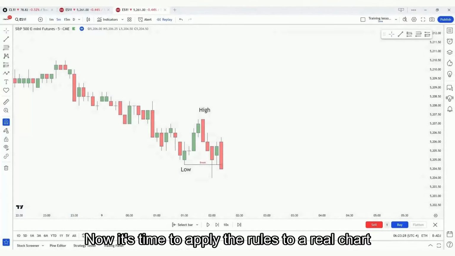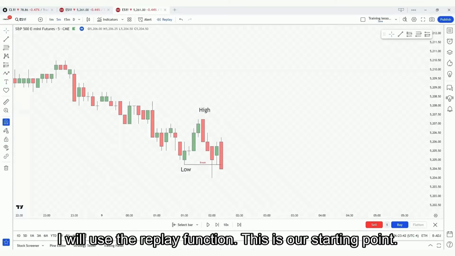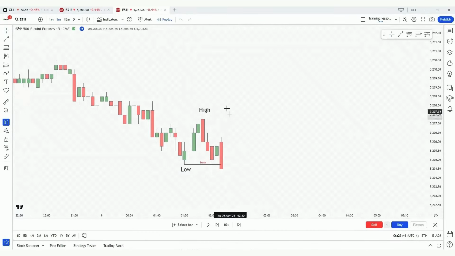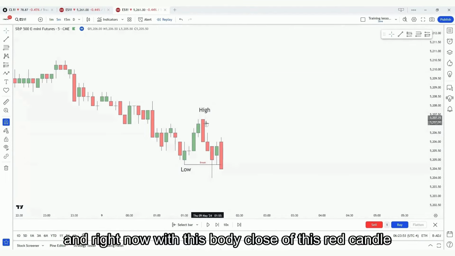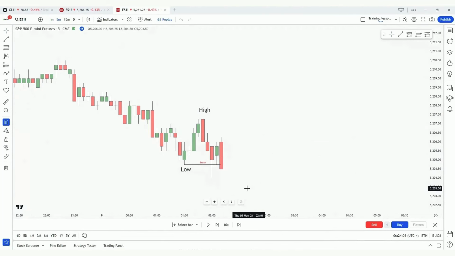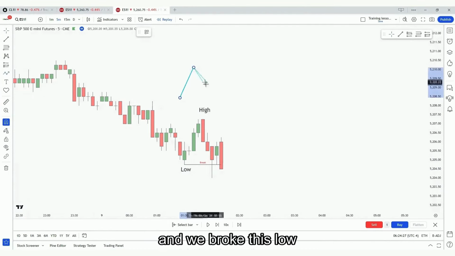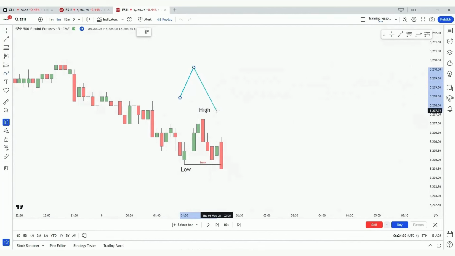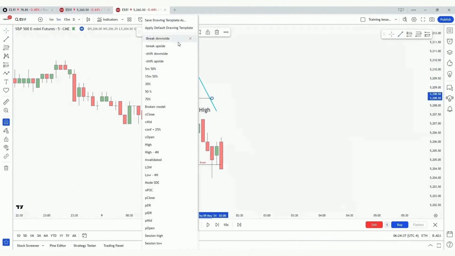Now it's time to apply the rules to a real chart and to see if we can find the magnetic retracement areas. I will use the replay function. This is our starting point. So we have a low, a high, and right now with this body close of this red candle below this low, we have a break to the downside. Let's draw it out. We had a low, a high, and we broke this low. Like this. Break to the downside.